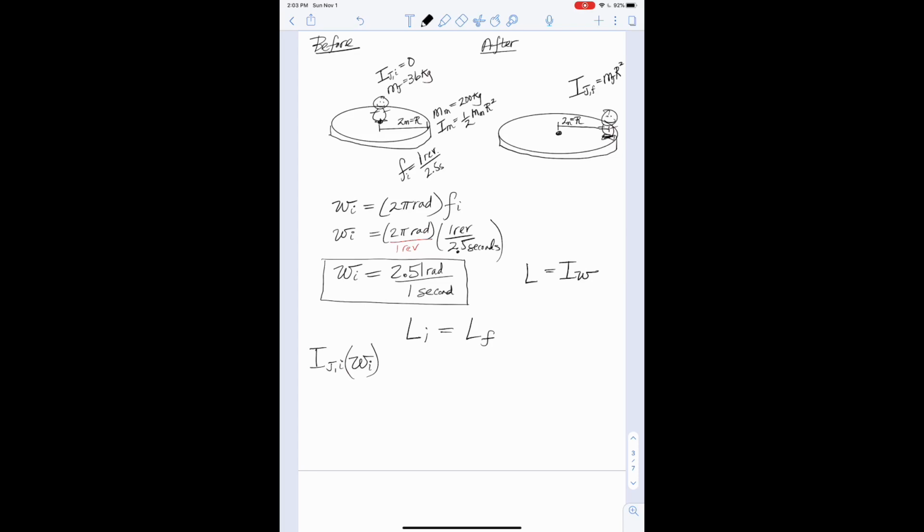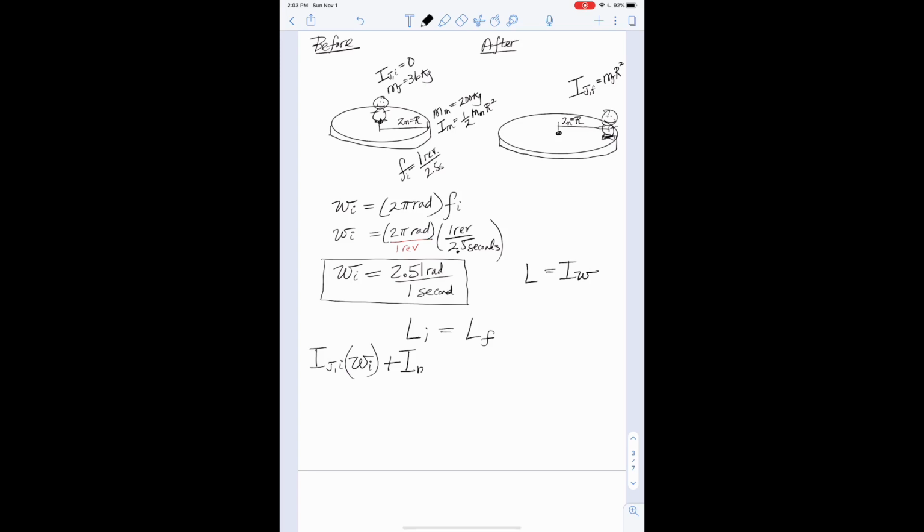Now we have to remember, both Joey and the merry-go-round, because Joey's on the merry-go-round, his angular velocity initial is going to be the same as the merry-go-round. And that's going to be true on the other side too. So I'll point that out here in a second. So I'm not going to differentiate omega I because they're the same for Joey and the merry-go-round, because Joey's on the merry-go-round. Okay, all right.